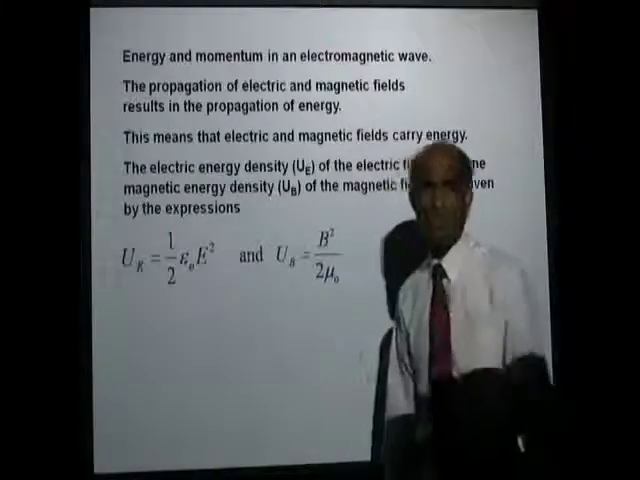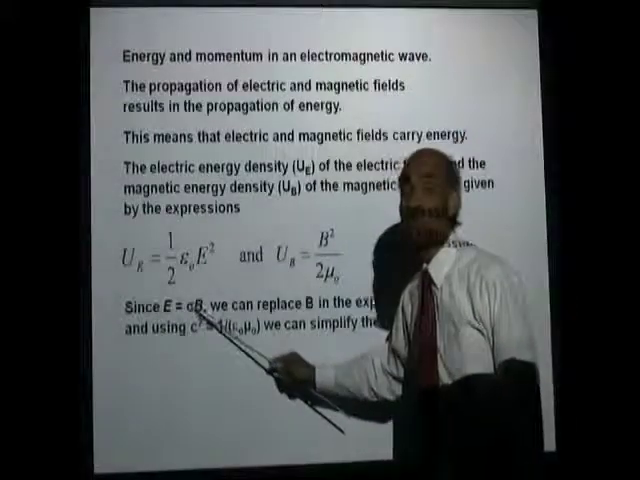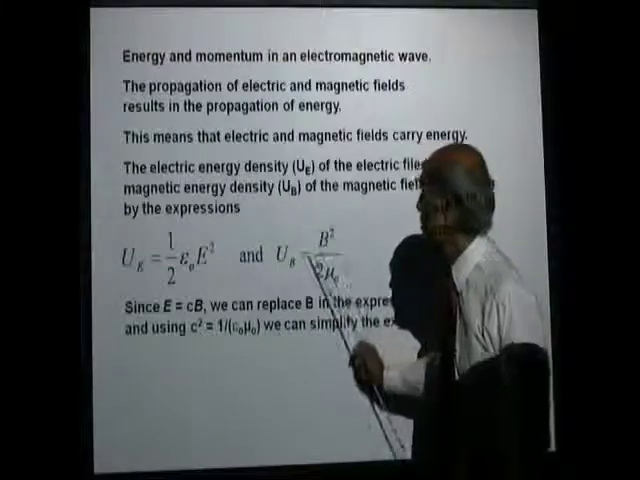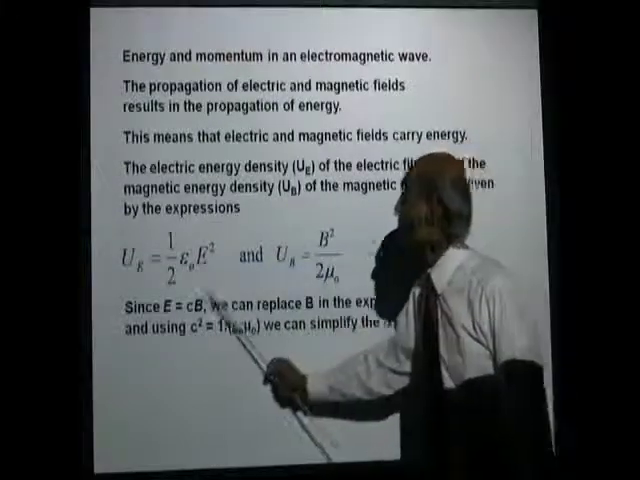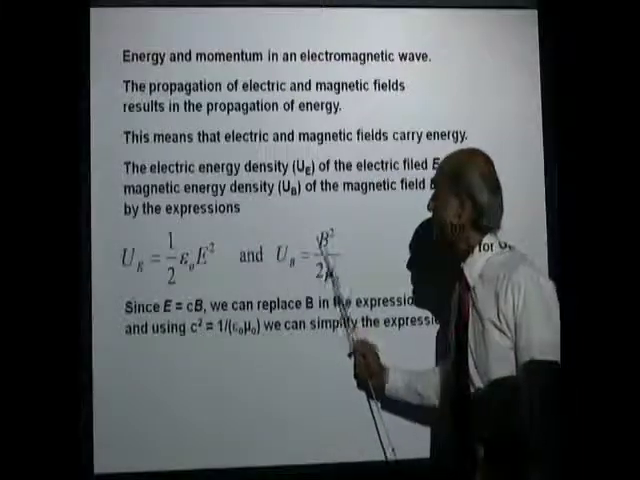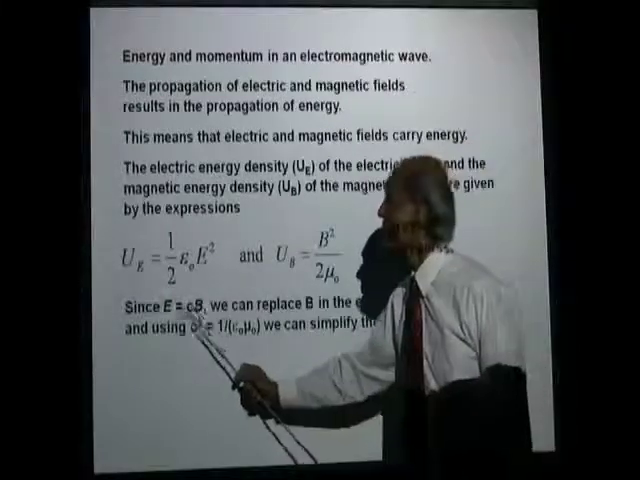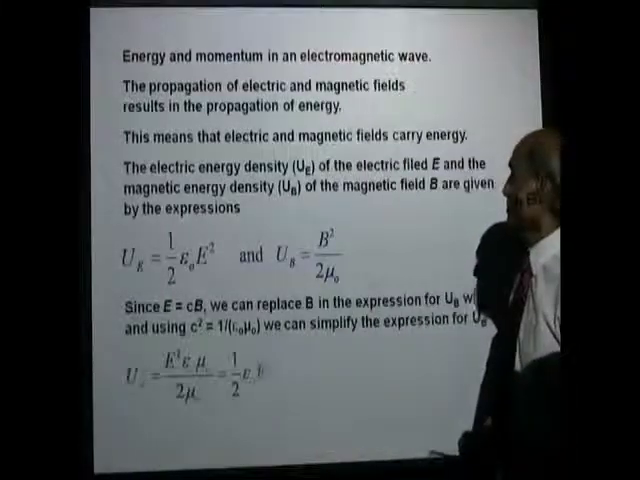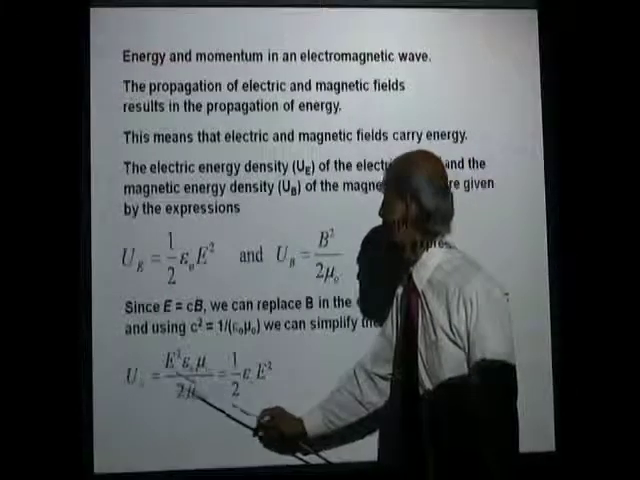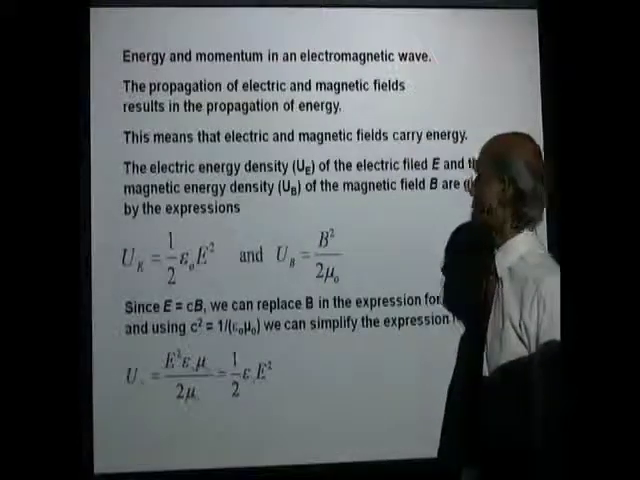I think we discussed these in our last lesson. Now, since E equal to CB, remember that? We can actually modify these equations. Suppose we replace our B by E divided by C here. Can you do that? Replace this B by E divided by C. What will that become? UB becomes E squared epsilon naught mu 0 over 2 mu 0.